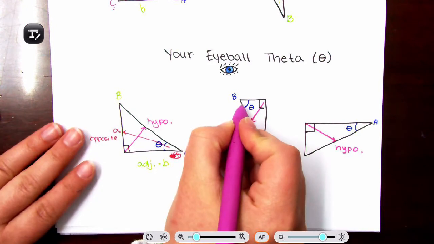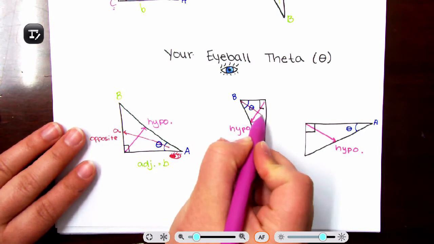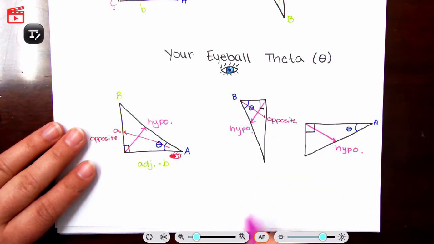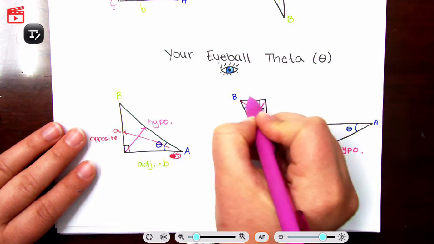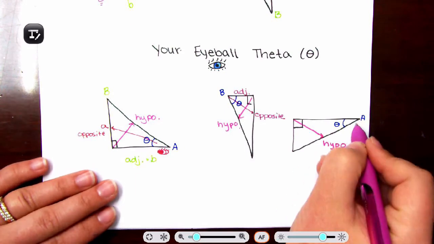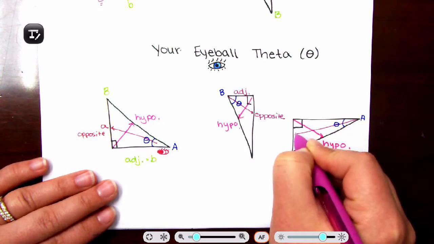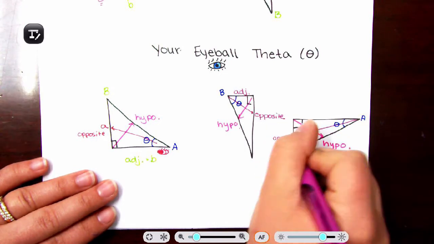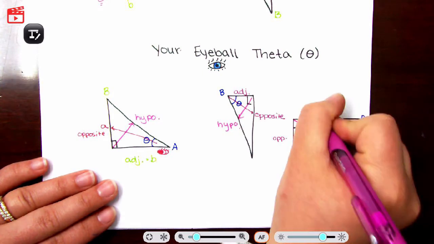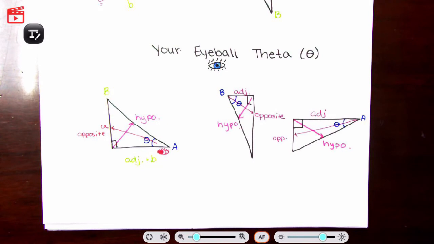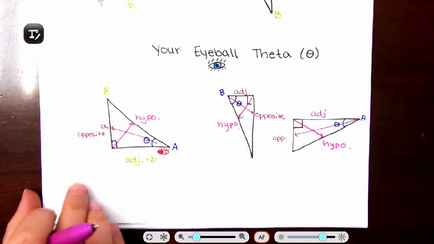So if B is our eyeball, across the street from our eyeball is your opposite. And that means that this side right here next to B is your adjacent. Let's try this again. If A is our eyeball, across the street from A is your opposite. I'm going to write op since I'm running out of space here. That means the adjacent is going to be here. Now, it's really important for you to know how to label your triangle. The opposite, hypotenuse, adjacent will come back in just a few seconds.